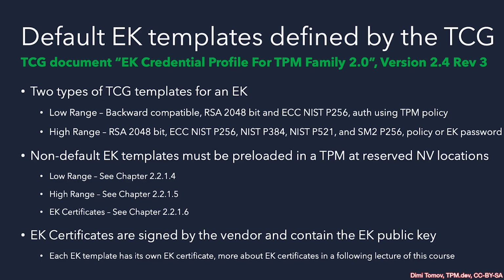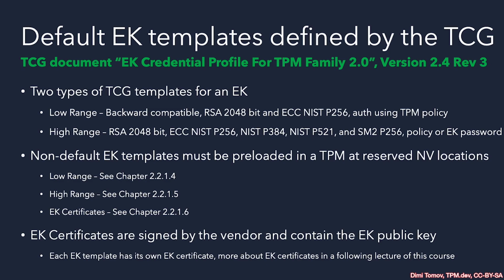The Trusted Computing Group provides two main types of templates for an AK. They are generally referred to as low range and high range, and this refers to where these templates are stored on a TPM in its NVRAM. The low range are the initial TCG templates for an AK. The good thing about these templates is that they are backward compatible and they should work for any TPM 2.0. Usually they come as two variants, RSA 2048-bit and ECC with a 256-bit curve.